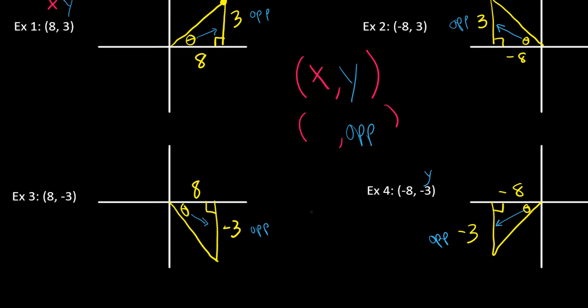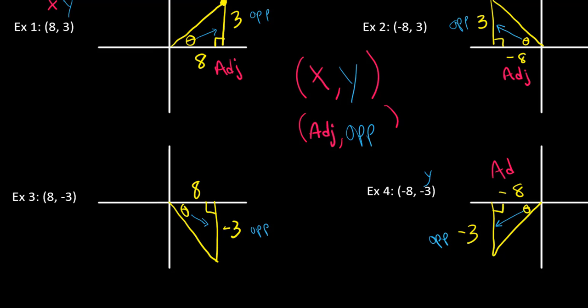If that's the Y coordinate, then the X coordinate, of course, will be the adjacent side. There's one other pattern with that. In example 1, the adjacent side would be 8. In example number 2, the adjacent side would be -8. In example number 4, going down, -8 would be the adjacent side, and +8 would be the adjacent side for example number 3.